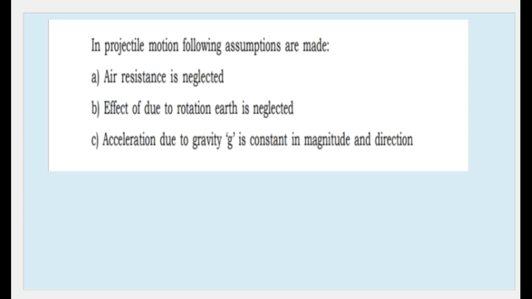In projectile motion, the following assumptions are made. First, air resistance is neglected. The effect due to rotation of the earth is neglected. And one more important thing, the earth is assumed to be flat. And acceleration due to gravity, g, is constant in magnitude. It means at each and every point the g value is 9.8 meter per second square, and its direction is always towards the center of the earth.